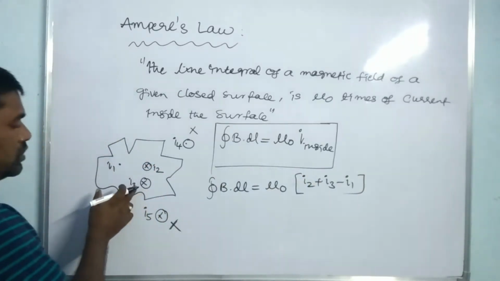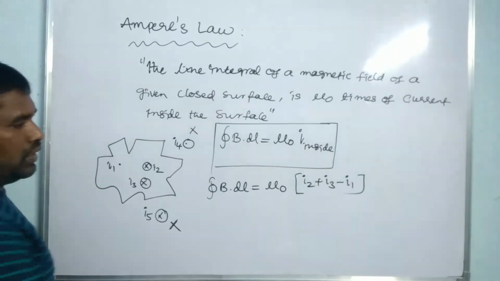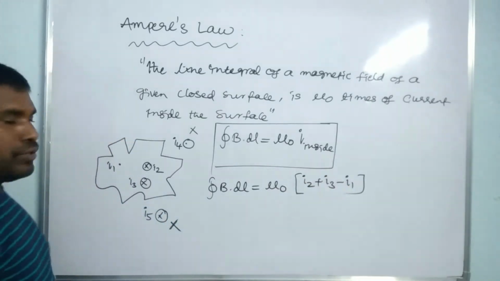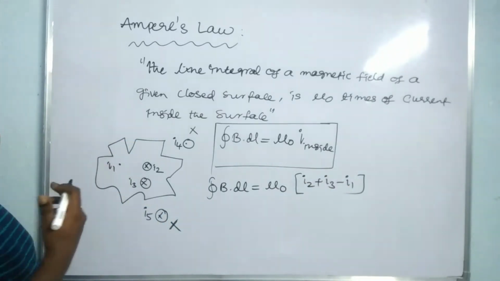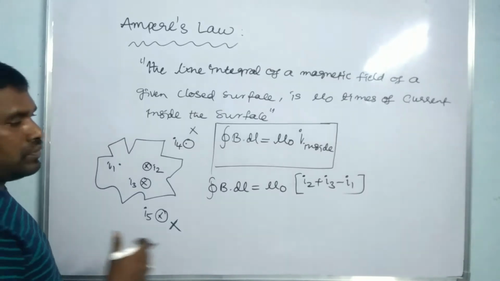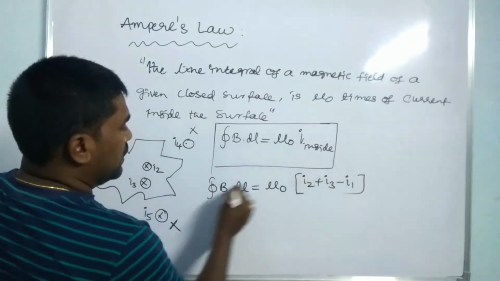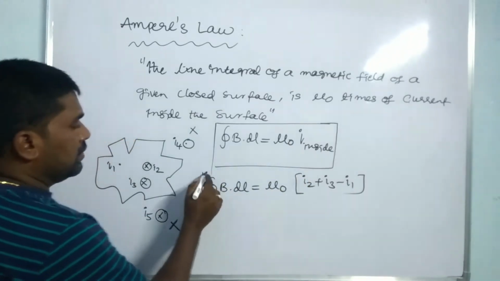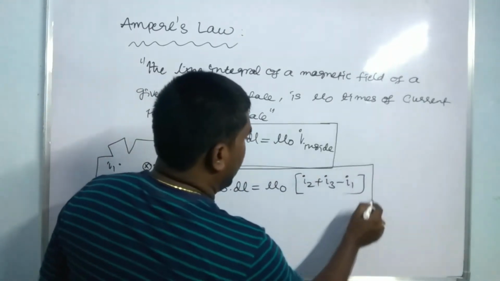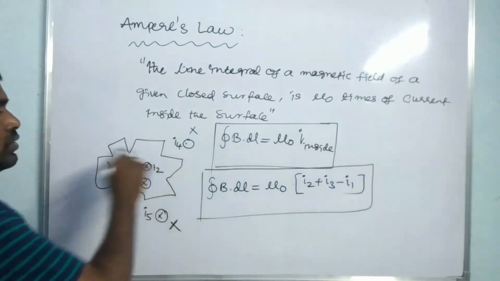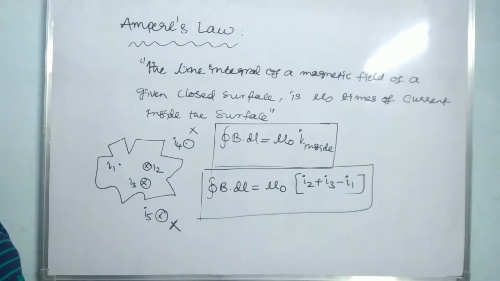I3 is taken as positive because the current is inwards. I1 is taken as negative, that is outward. Right? So this is the net current, by using the magnetic field in the closed path.